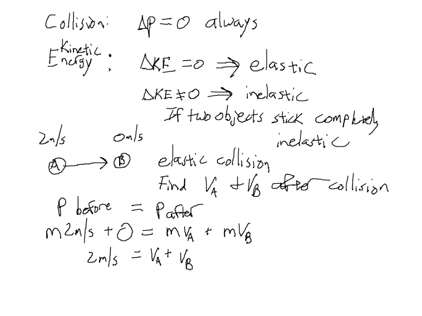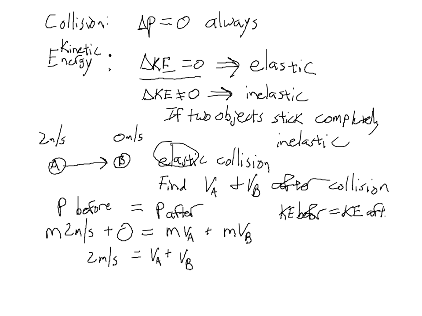Well, with this equation, that's as far as we can go, because we have only one equation, but we have two unknowns, VA and VB. So we need another equation. In this case, we will use the fact that the collision was elastic. That means that the kinetic energy is also conserved. In other words, because this collision is elastic, we may write KE before equals KE after.